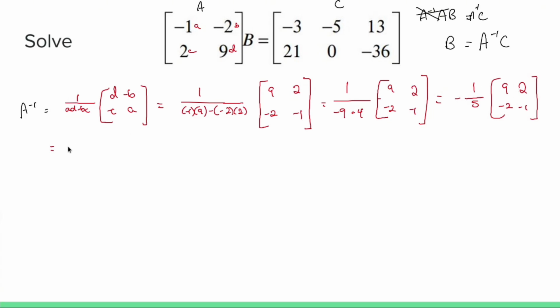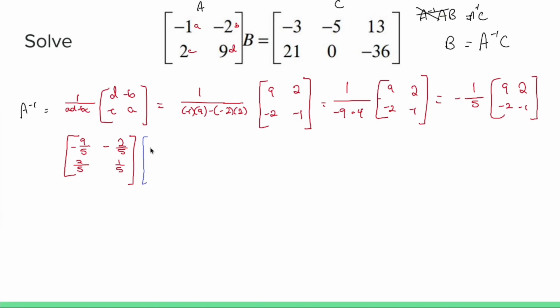So yeah, we got some fractions, not the easiest stuff in the world. Negative 9 over 5, negative 2 over 5, positive 2 over 5. Ugh. None of these had to be nice, did it? And positive 1 over 5. All right. So that's A inverse. What I could do, since everything's kind of where it needs to be, is I'll just take A inverse and multiply it to C.